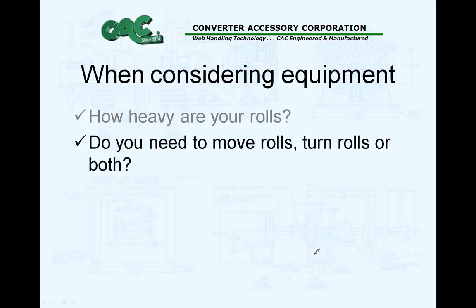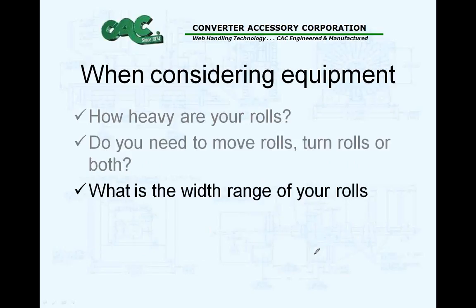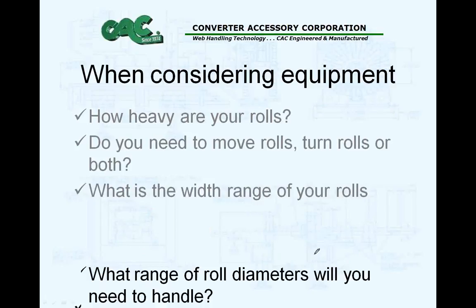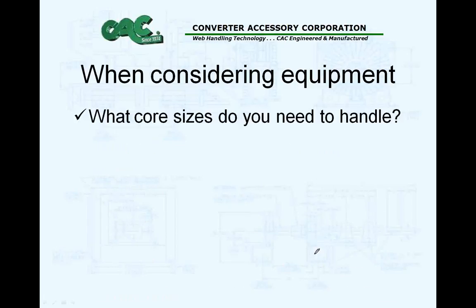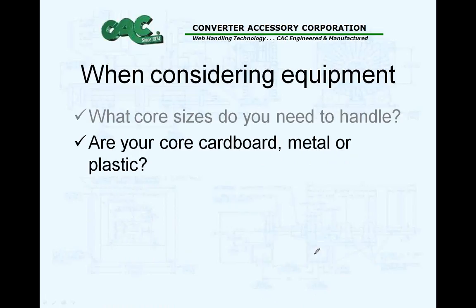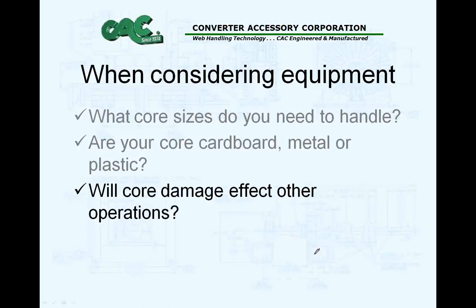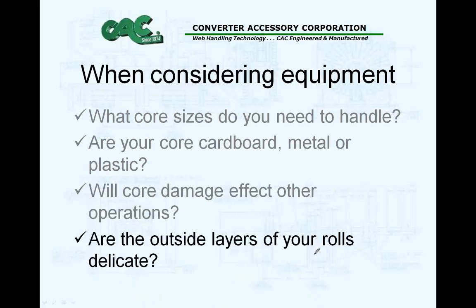Do you want to move rolls? Do you want to turn rolls, or do you want to do both? And what's the width range of your rolls, minimum to maximum? We also want to know the roll diameters you want to handle, again, minimum to maximum. What core sizes? What's your core range that you use in your facility? What are your cores made out of? And if we're going to be dealing with probes in that, will core damage affect other operations in your facility?